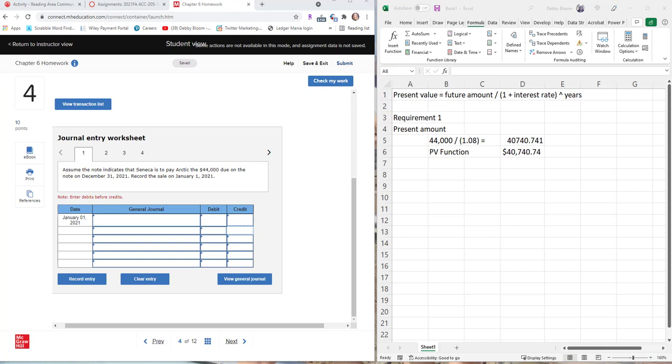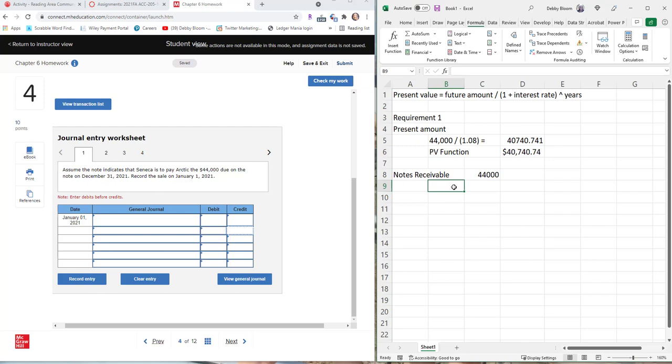Now let's record the journal entry for our note. The first thing that we're going to do is there's two ways that we could record the note receivable. We could record the note receivable at the present amount, 40,740, but GAAP prefers the discounted method. So what we're going to do is debit notes receivable for the full amount, what's called the face amount, which is 44,000.